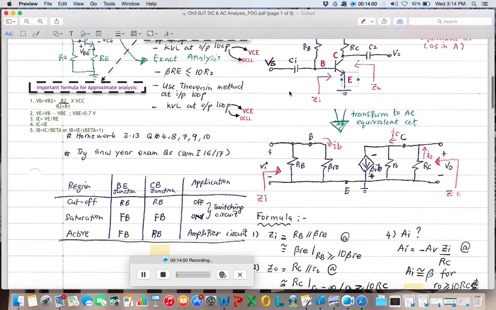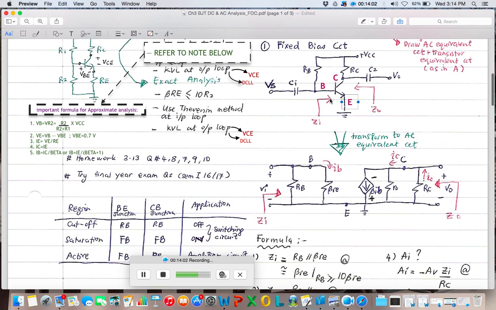So just now, I forgot about Zi. This is Zi. I told you it is looking from the base to the ground. So here, base to the ground, this is Zi. And then Zo is right here, looking at the output section from the C terminal, collector, to the ground.